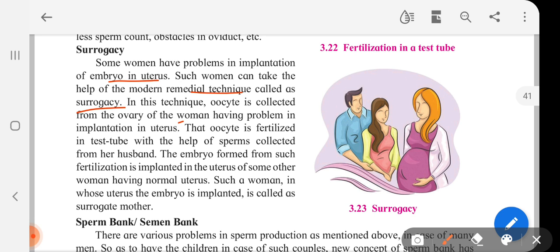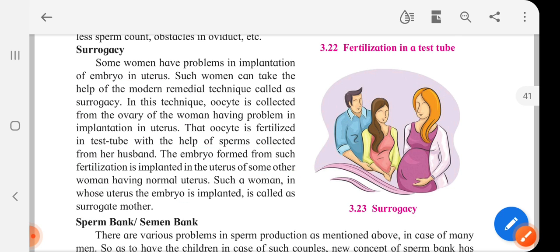Now what happens in this technique: the oocyte is collected from the ovary of the woman having a problem in implantation in the uterus. Then that oocyte is fertilized in the test tube with the help of sperms collected from her husband, and the embryo formed from such fertilization is implanted in the uterus of some other woman. This is what makes it different from the IVF technique, which uses a normal uterus. Such a woman in whose uterus the embryo is implanted is called a surrogate mother. That woman is not the biological mother, that woman is a surrogate mother.